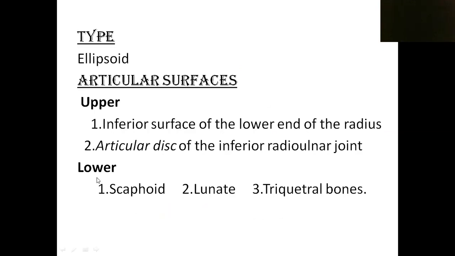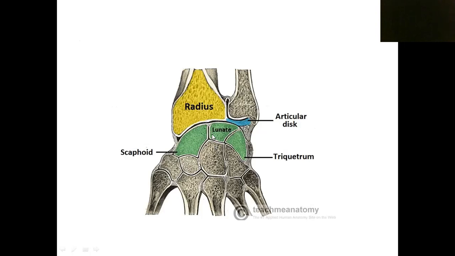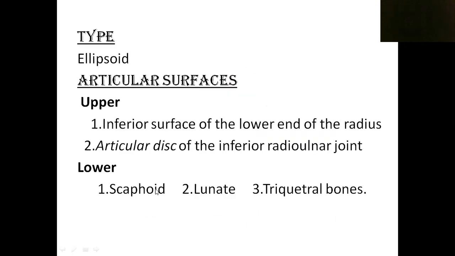Then the lower articular surface is formed by three bones: scaphoid, lunate, and triquetral. See these three bones: scaphoid, lunate, and triquetral bones. So these three bones articulate with these two structures. Okay, this is the wrist joint. So the articular surfaces are clear.